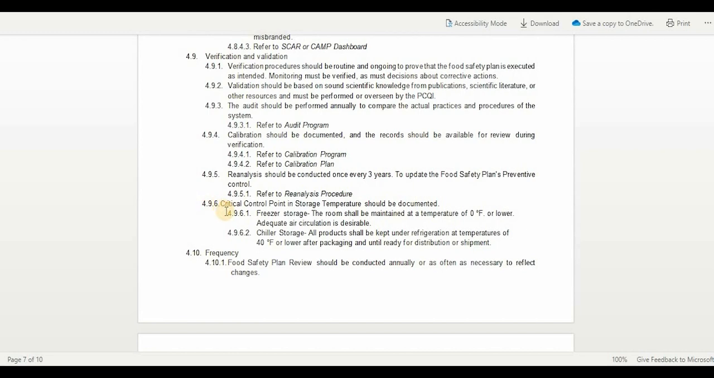For freezer storage, the room shall be maintained at a temperature of 0 degrees Fahrenheit or lower. Adequate air circulation is desirable. For chiller storage, all products shall be kept under refrigeration at the temperatures of 40°F or lower after packaging and until ready for distribution or shipment.